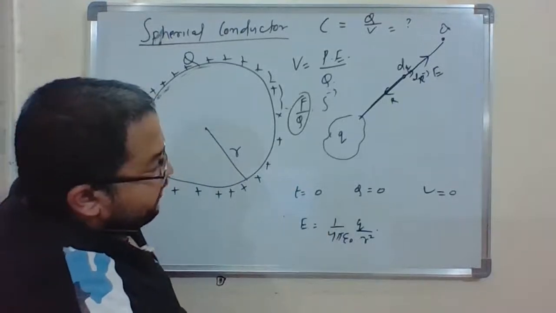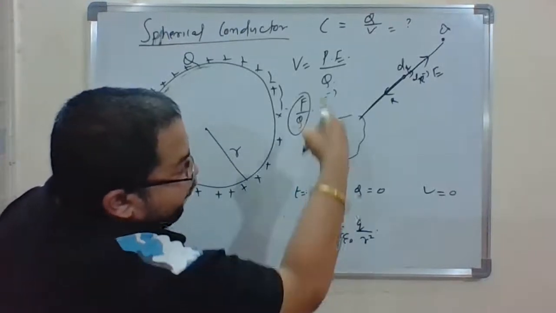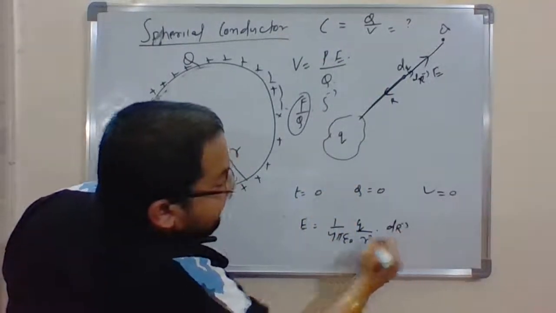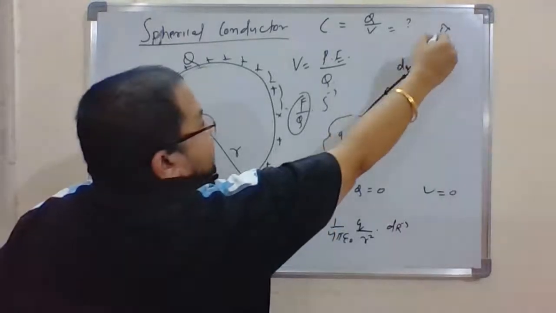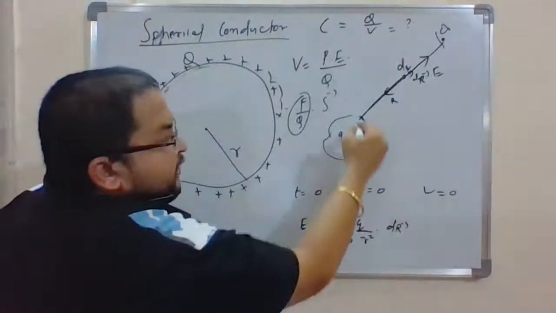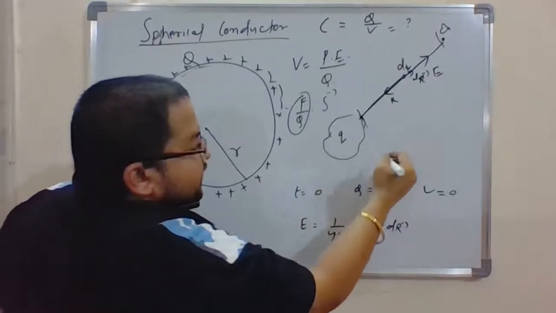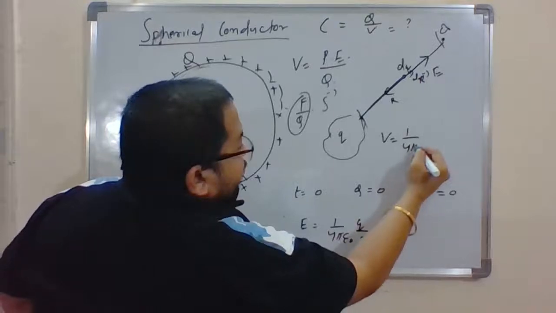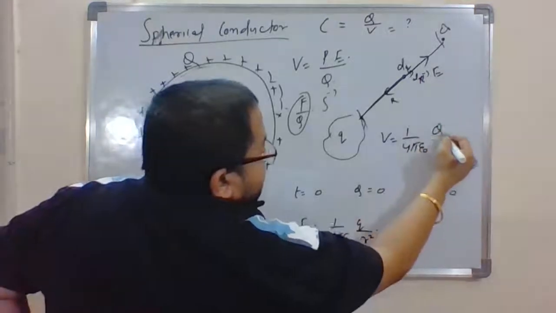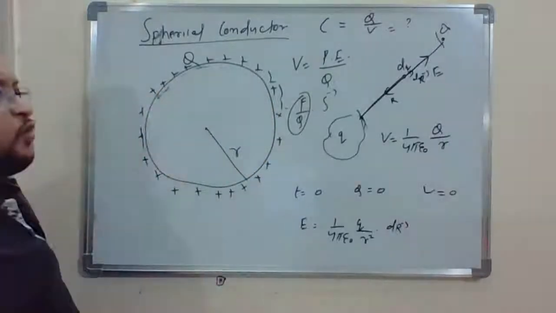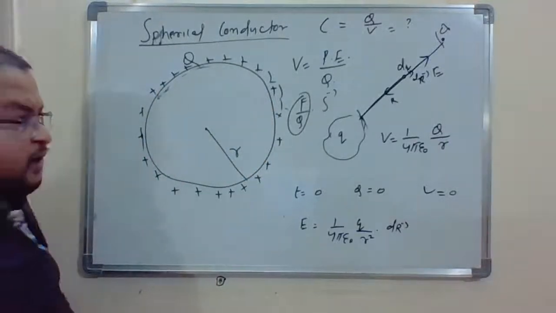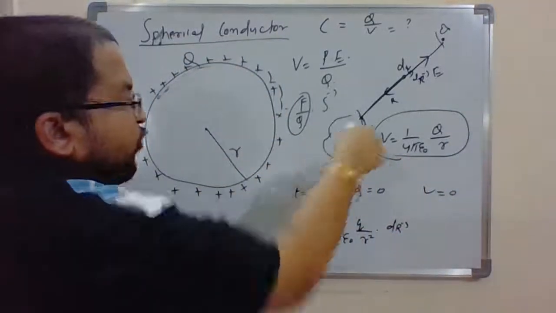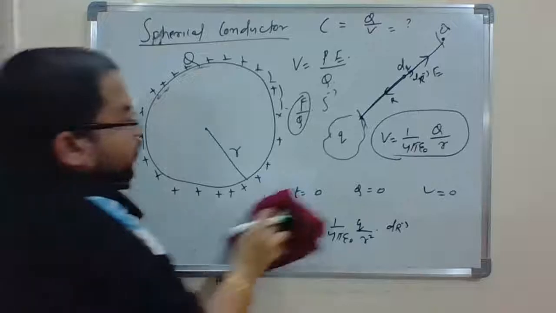If this is my electric field, then what would be the work done? Work done would be this much dot product the displacement vector dr, and when I integrate it from infinity to this point, E dot dr integration, we know from electrostatics that V equals 1 by 4 pi epsilon naught q by r. So q by r is what I will get.